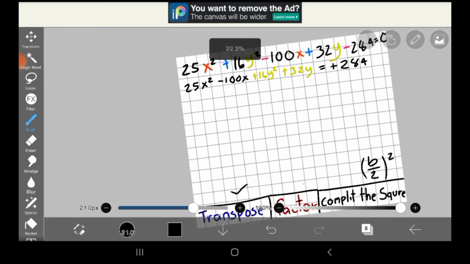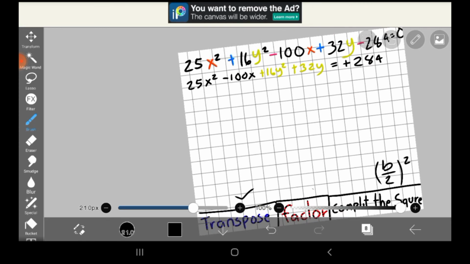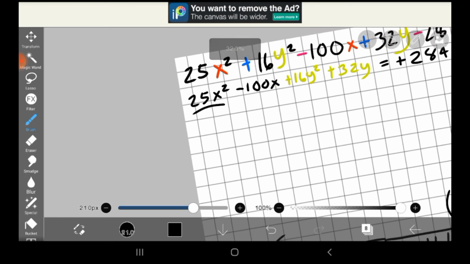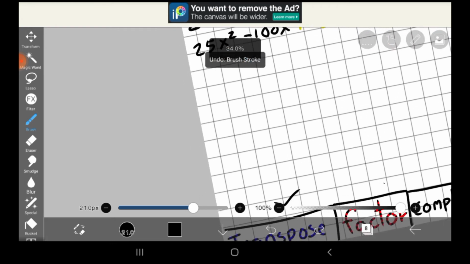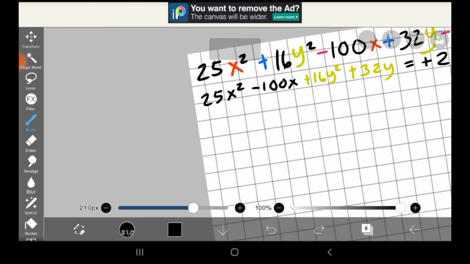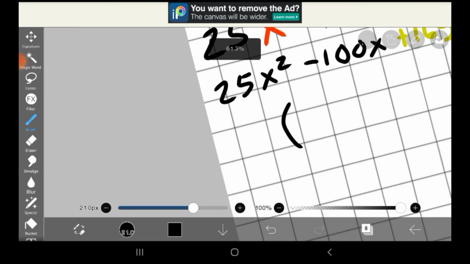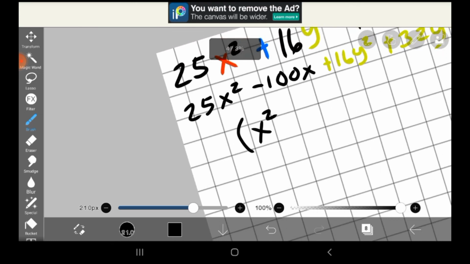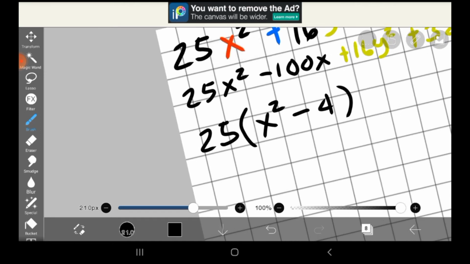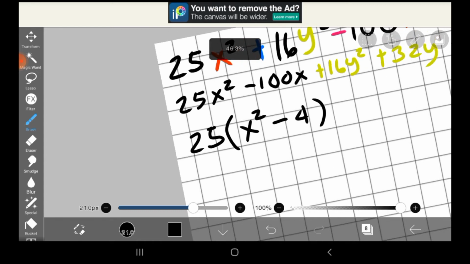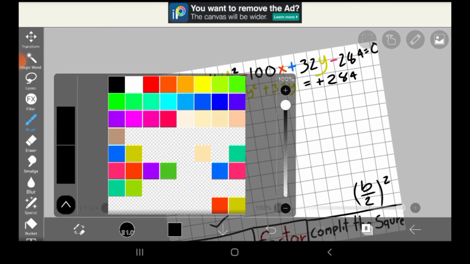We can use factor because, as you can see, the leading term of x and the leading term of y is higher than 1. So now we will use factor to make it look smaller. In here, 25 divided by 25 is 1, so x squared. 25 divided by negative 100 is negative 4, and then times 25. So 25 times x squared is 25x squared. 25 times negative 4 is negative 100. Very simple.